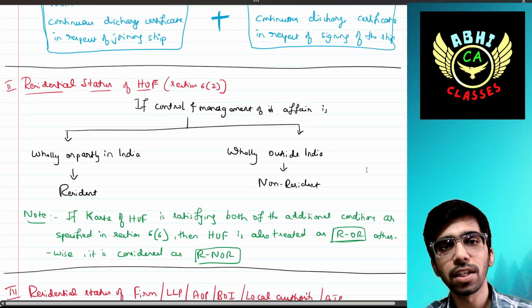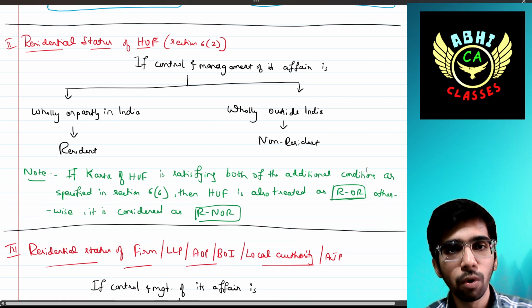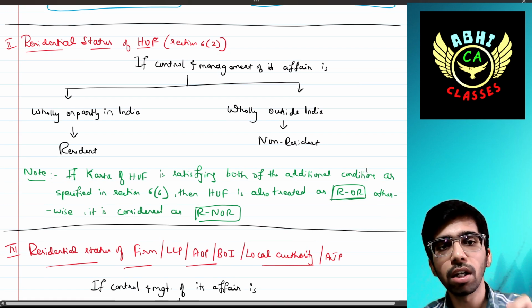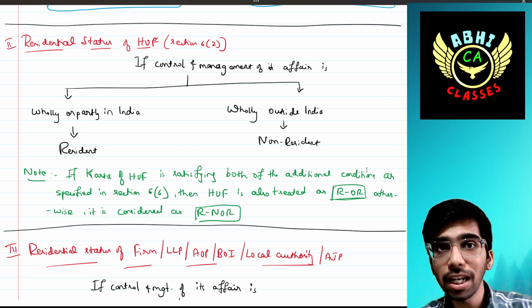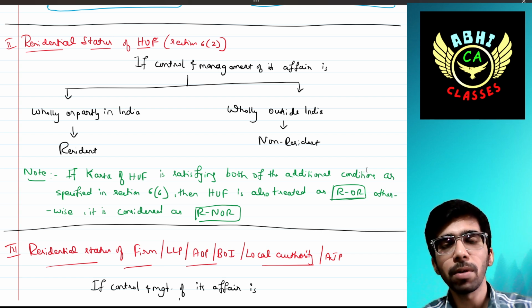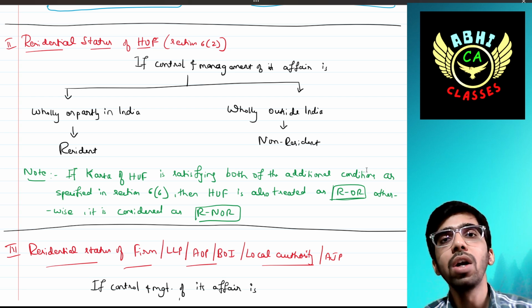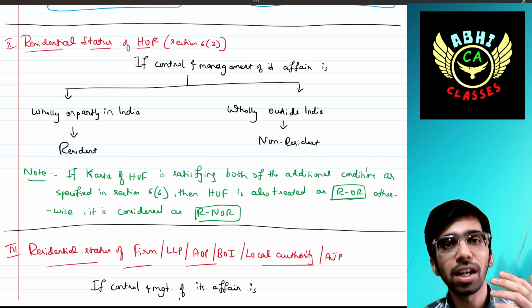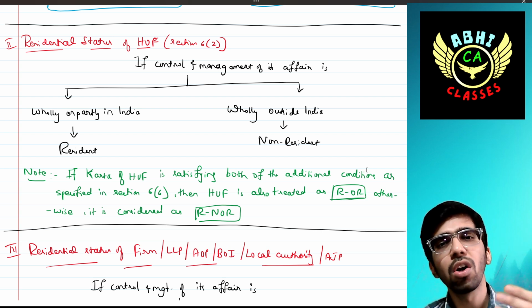Next, till now we have discussed the residential status of the individual. We will see the residential status of HUF. Section 6, subsection 2: if control and management of its affairs is wholly or partly in India, it is called resident. Control and management means where key decisions are taken, such as when to sell and when to buy. If it is wholly outside India, then it is called non-resident.